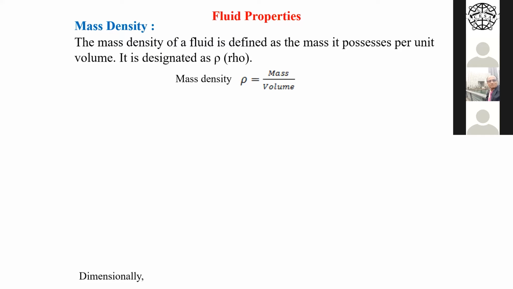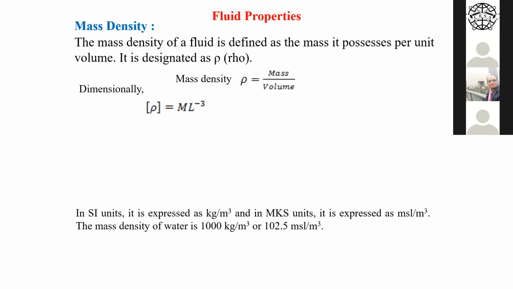Dimensionally, when you write in the MLT system, mass is M, and volume is length into breadth into height, that is L into L into L. So it is represented as M by L cube, which is ML^-3. Why are these dimensions written? Because you can express that in the units. Mass in SI units is kg, volume is meter cube, so the unit will be kg per meter cube.